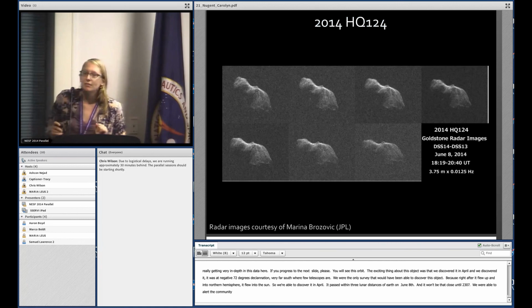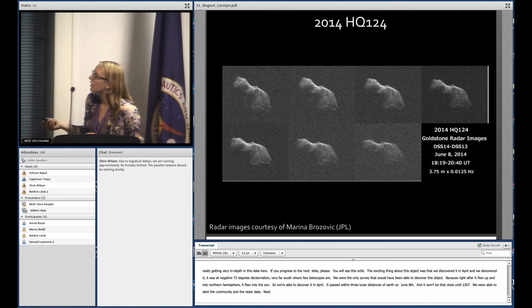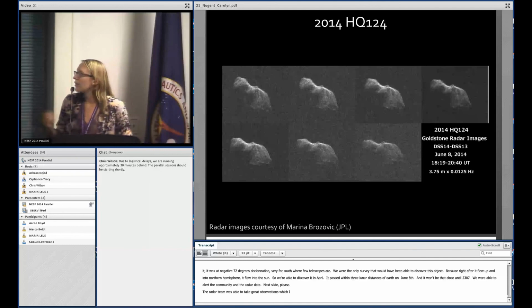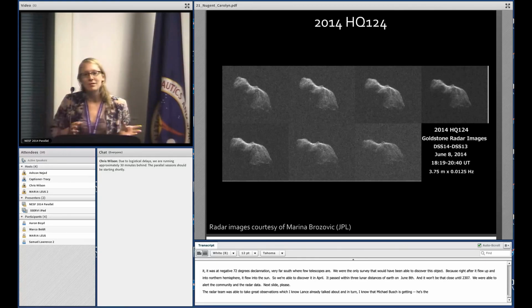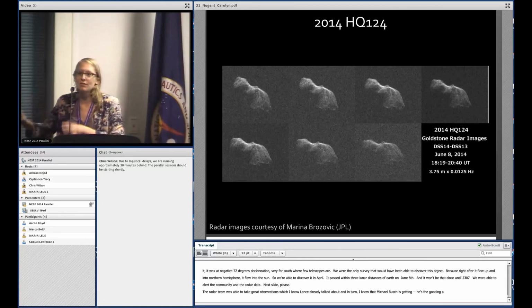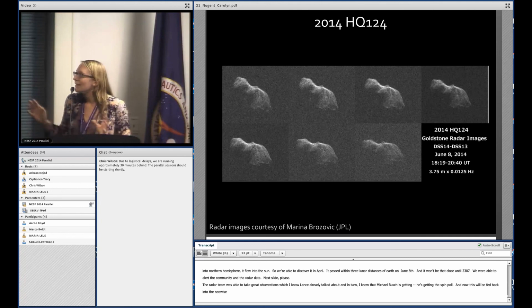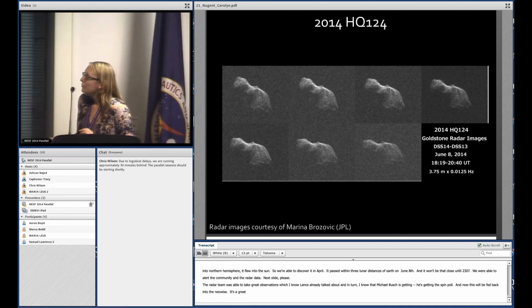Next slide, please. The radar team was able to take great observations, which I know Lance already talked about. And in turn, I know that Michael Busch is getting his speckle data and getting a spin pole. And so we found this object. It has radar observations, and now the radar observations are going to be fed back into the NEOWISE observations, so we can do this type of thermophysical modeling. It's a great little life cycle with this really neat object. Marina Brozovic says it kind of looks like a sea turtle. You can kind of imagine a little head and a little shell, but it's pretty fun.